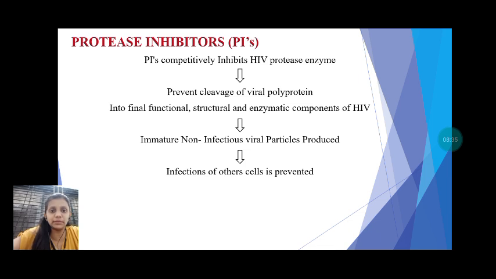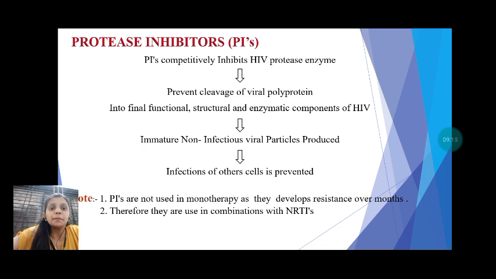Now we'll see the protease inhibitors. Protease inhibitors inhibit the post-translational modification of the proteins, and therefore inhibit the production of the new viral protein particles. First, the protease inhibitors competitively inhibit the HIV protease enzymes, and it prevents the cleavage of viral polyprotein into functional, structural, and the enzymatic components of HIV, due to which the immature non-infectious viral particle proteins are produced, and the infection of the other cells is prevented.